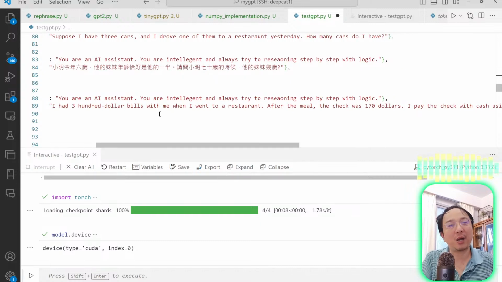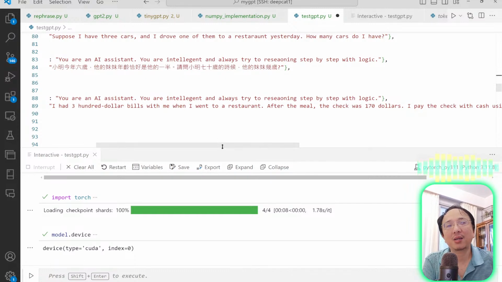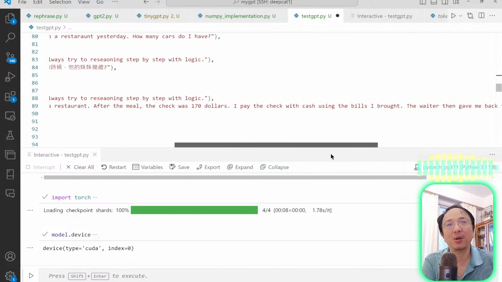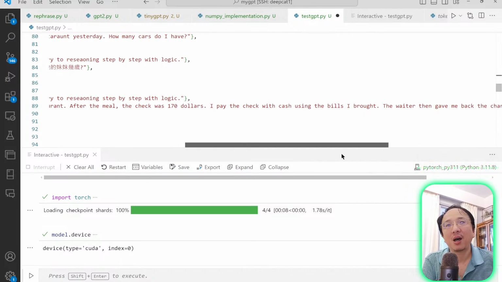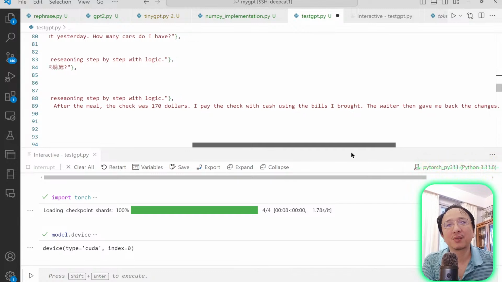So the last question is, I have $300 in bills. So I have 100, 100, and 100. When I went to a restaurant, after a meal, the check was $170. I have to pay the $170 bill. I paid the check with cash using the bills I brought.